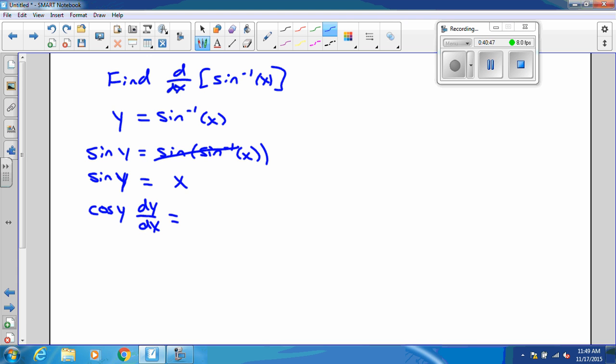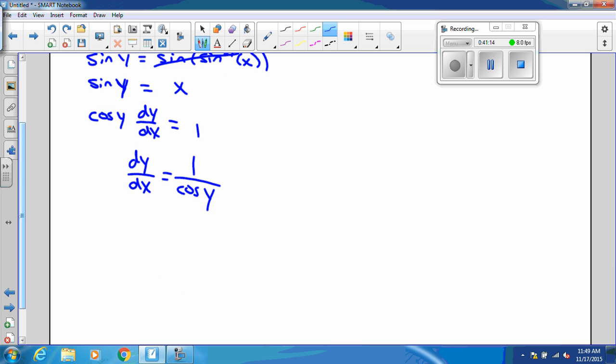Now that I have a function whose derivative I know, I can differentiate with respect to x on both sides. The differentiation with respect to x on both sides gives me cosine of y outside times dy dx inside. And that equals the derivative with respect to x of x, which is 1. So dy dx is equal to 1 over cosine y. This is an implicit answer. It's perfectly fine, but I would like an explicit answer.